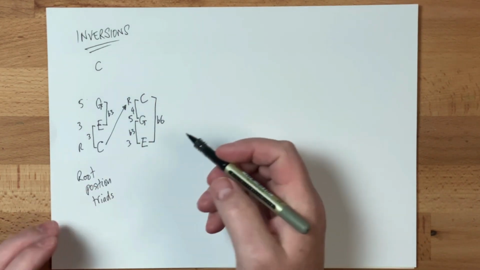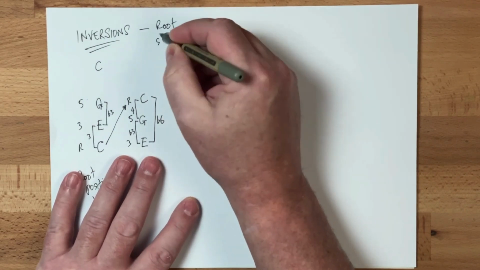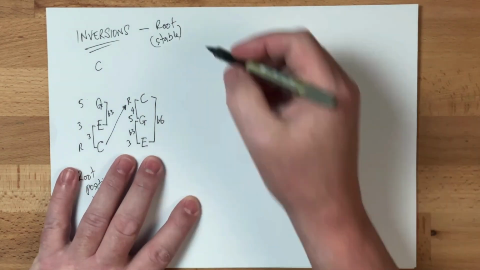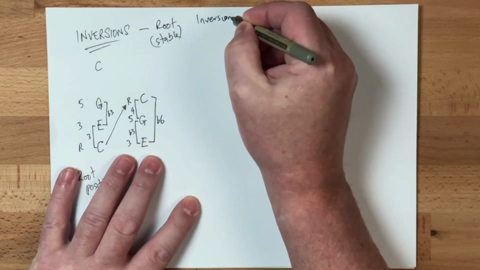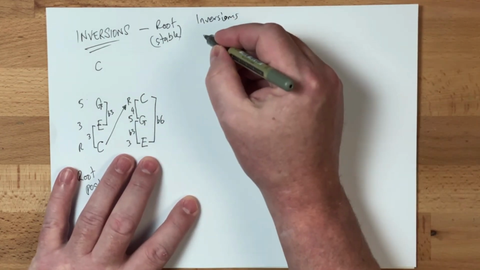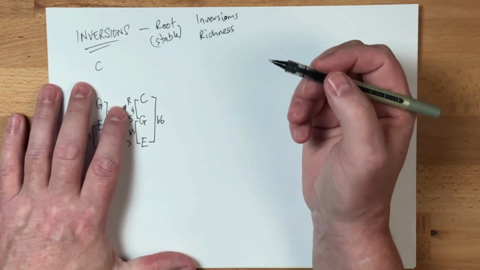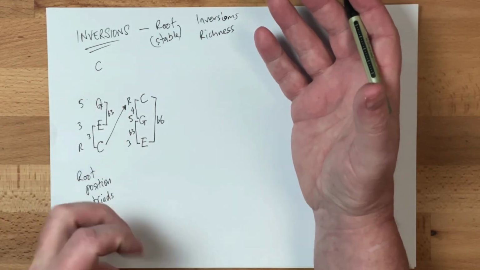So this is why I think inversions are interesting, because root position chords, they're stable. They're a stable sound, but with inversions, by adding these fourths and these sixths, it makes the chords richer. It adds richness. For me, they sound more lush. They're just a bit deeper and richer.